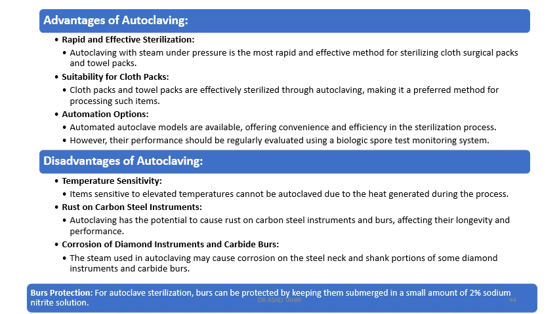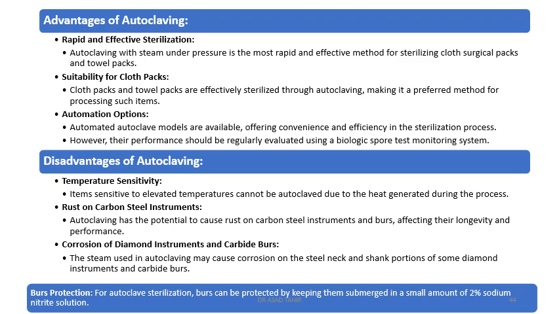Corrosion of diamond instruments and carbide burrs. The steam used in autoclaving may cause corrosion on the steel neck and shank portions of some diamond instruments and carbide burrs. Burrs protection. For autoclave sterilization, burrs can be protected by keeping them submerged in a small amount of 2% sodium nitrite solution.